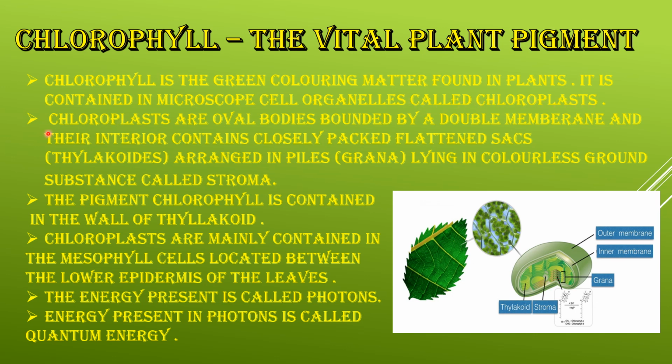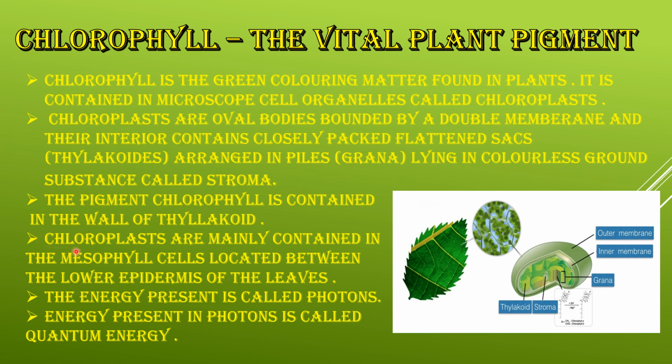Now let's see what chloroplasts are. These are minute bodies, oval in structure, bounded by a double membrane. So we call them double membrane organelles. Their internal structure contains protein layers which are closely packed flattened sacs called thylakoids. They are arranged in piles called grana inside a colorless ground substance called the stroma. In each plant cell there may be 40 to 50 chloroplasts. These chloroplasts contain a pigment called chlorophyll which is concentrated inside the walls of the thylakoids.